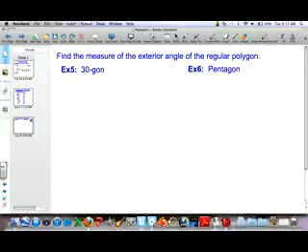Now, what we can do with this is we come back to here, and we now have two questions I want to ask you. What's the measure of the exterior angle of a regular polygon? Now, the key thing here is that we are talking about a regular polygon. Again, that means that all my angles are the same. So, if I have a 30-gon, how many sides is that? Well, it should be 30 sides, which means how many exterior angles am I going to have? So I should have 30 exterior angles.